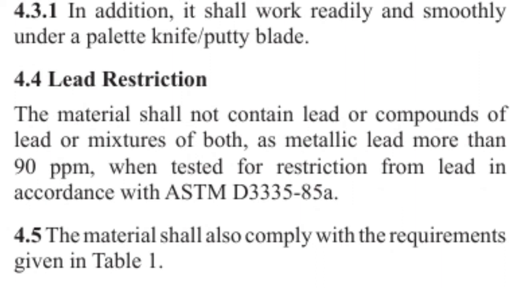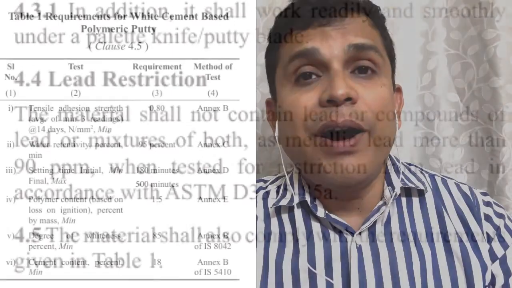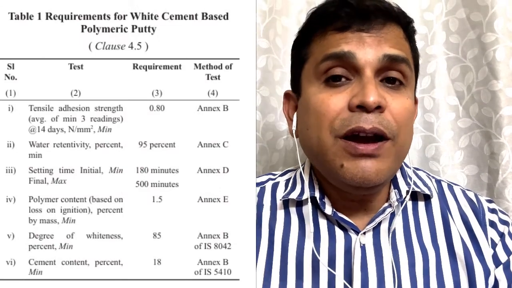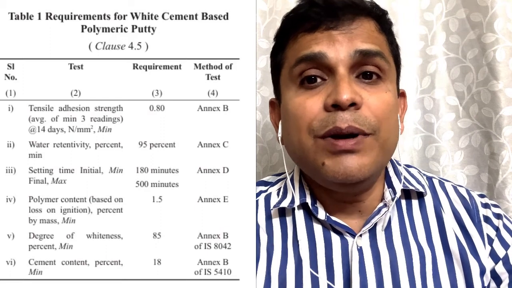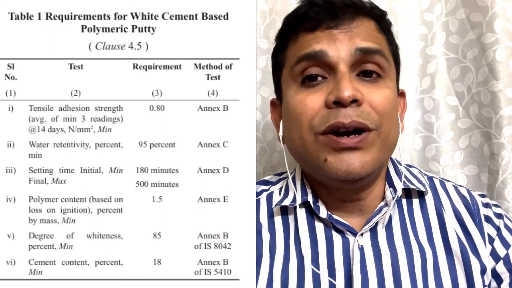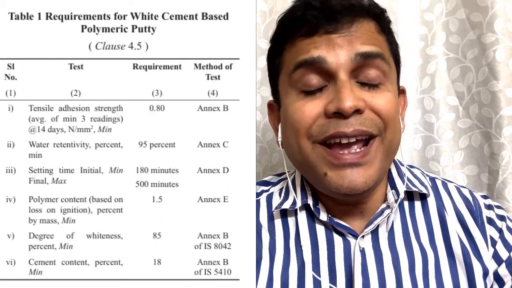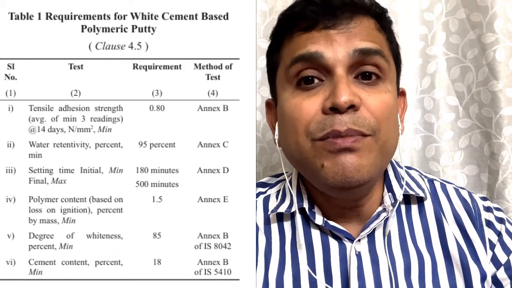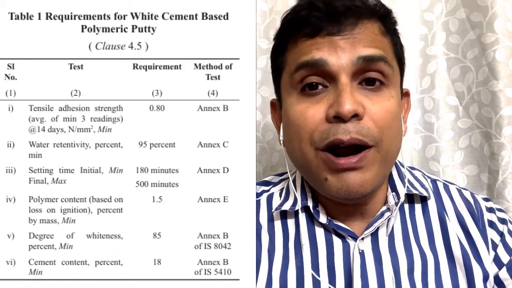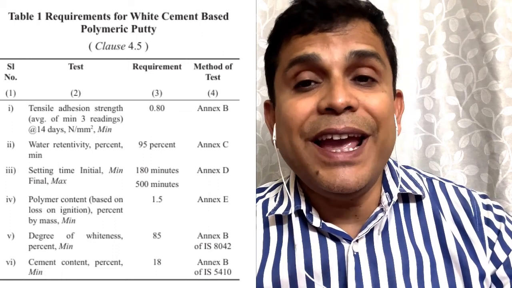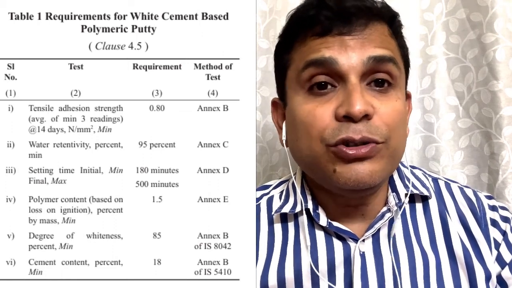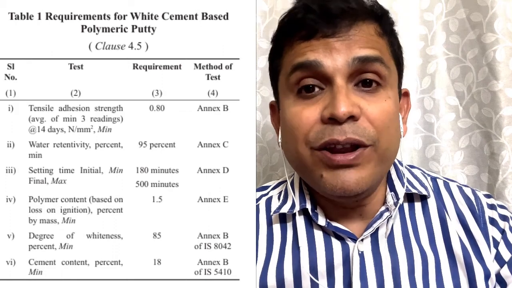Now, what are the requirements of white cement based putty? It is given in the table of IS 17545. It is given as tensile adhesion strength, average of a minimum of 3 readings. The requirement is 0.80 Newton per millimeter square minimum. So the tensile strength of the putty should be 0.8 Newton per millimeter square in 28 days.